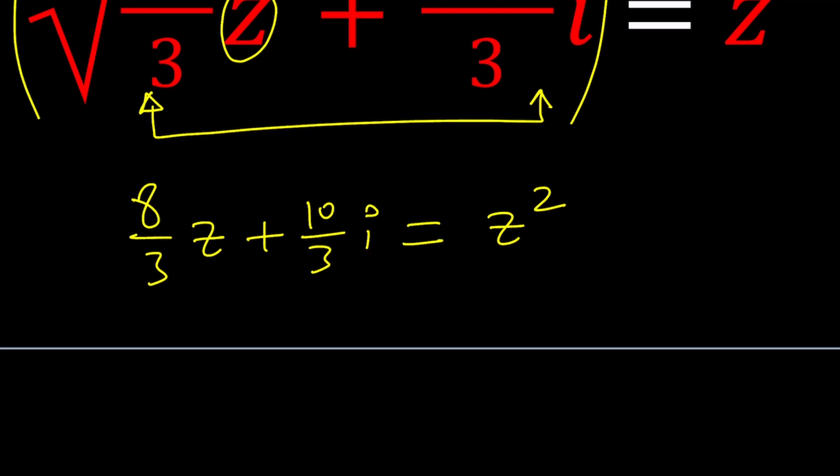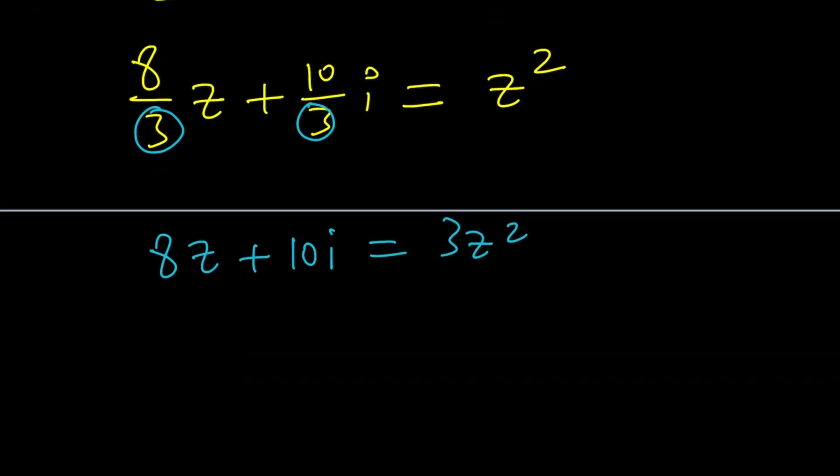Let's go ahead and get rid of the fractions. Do you like fractions? I don't. So let's see if we can get rid of them by multiplying both sides by 3. 8z plus 10i is equal to 3z squared. Awesome. Let's go ahead and put everything on the same side to make a full quadratic. And now we have our quadratic.